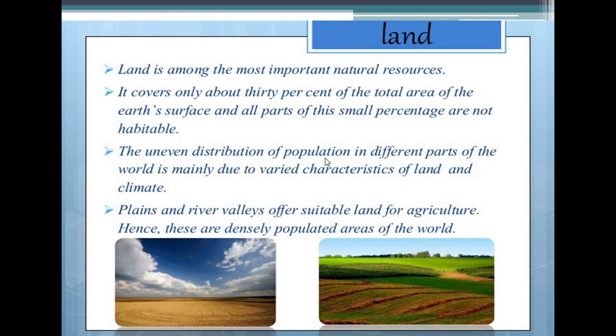The uneven distribution of population in different parts of the world is mainly due to varied characteristics of land and climate. Plains and river valleys are very much suitable for agriculture. So these areas are densely populated.